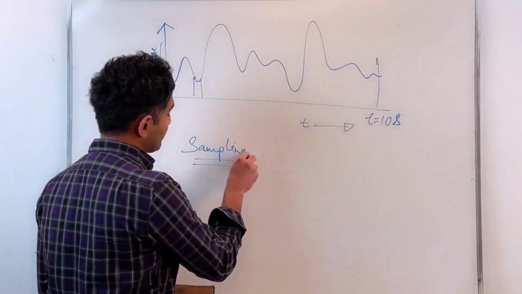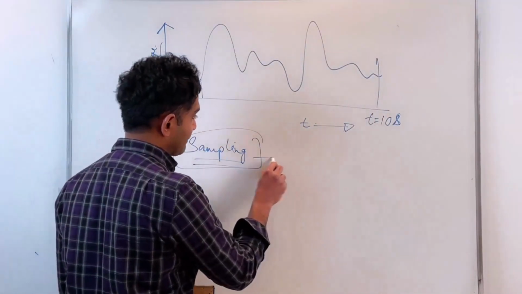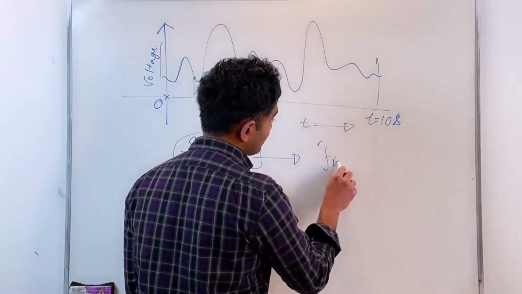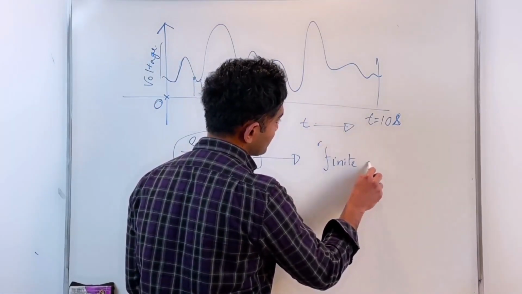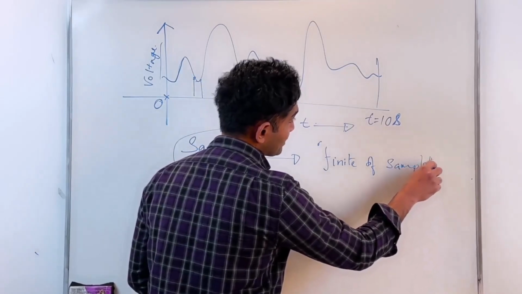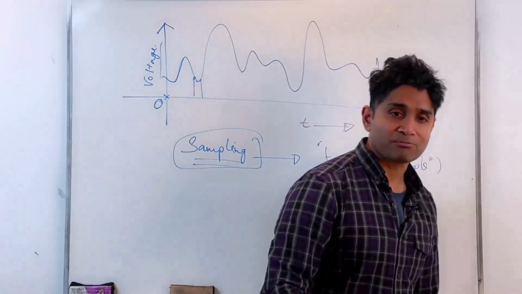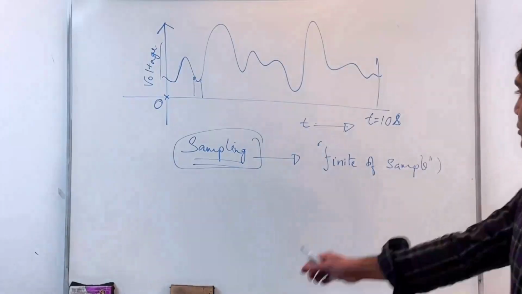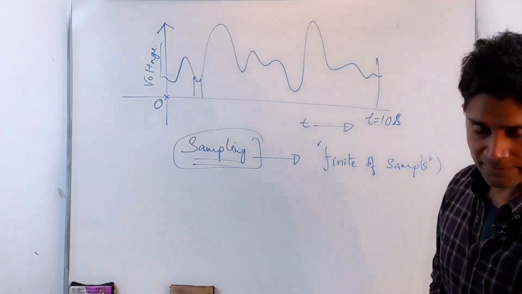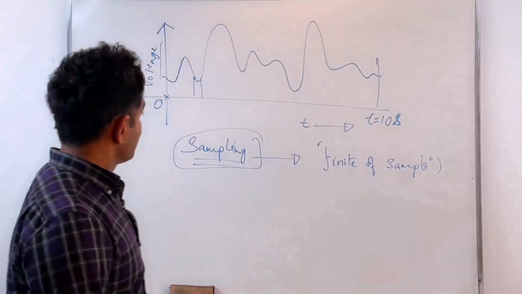Why do I need to sample it? Again, I need to sample it because now I can work with a finite number of samples. Otherwise, I will be working with an infinite number of samples, and you would need an infinite amount of memory to store even a short segment of 10-second duration. Okay. Sampling. I have to sample it.